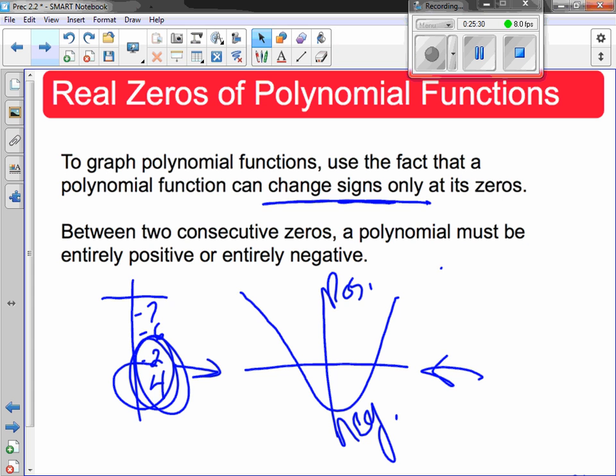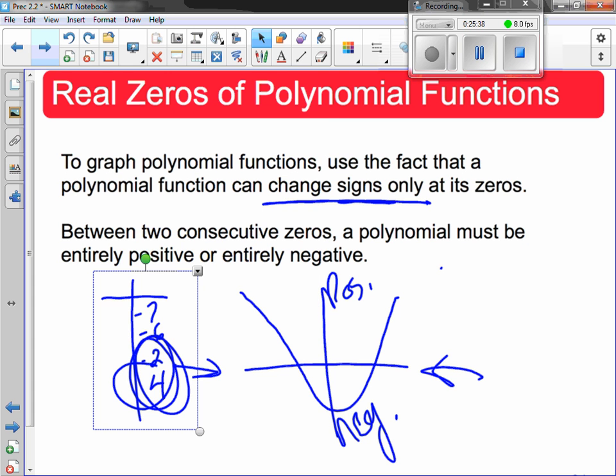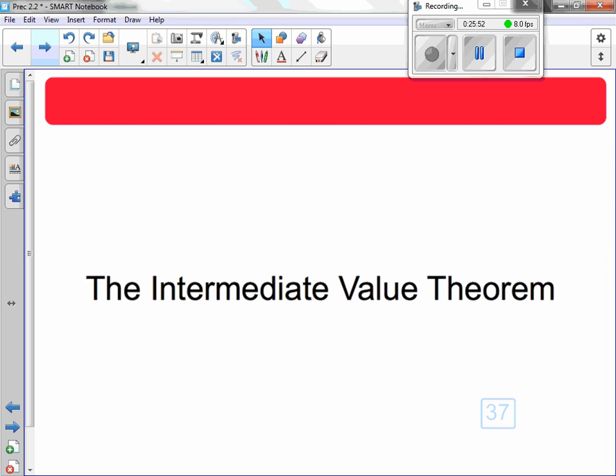And the reason these would come up is if the solution's a decimal or an irrational number. So it's a way to look at a graph or look at a table to see where the intercepts pop up. This means when you put the real numbers of a polynomial function in order, they divide the real number line into intervals in which the function has no sign change. These resulting intervals are test intervals.